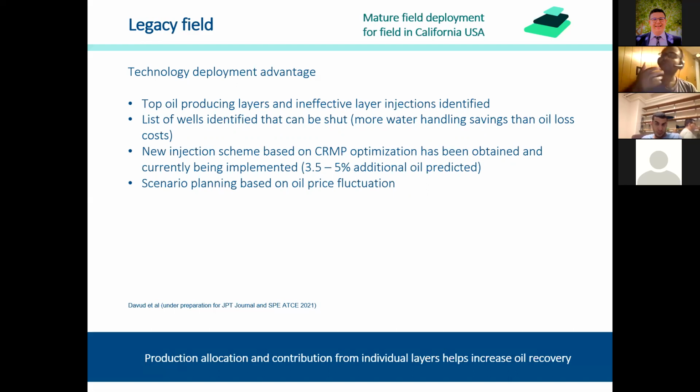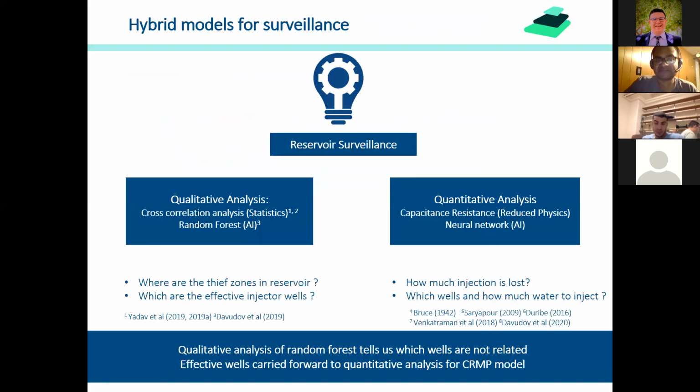And also, you could plan for different scenarios. So if you have an oil price fluctuation, if there is a drop in oil prices, they could focus on reducing their operations cost. And one way to reduce the operation cost is to reduce water. So what are the avenues for them to reduce water without impacting too much of oil? So they could identify which wells to shut down selectively, or which injectors to shut down, so that they can reduce the net amount of water that they produce at the surface.